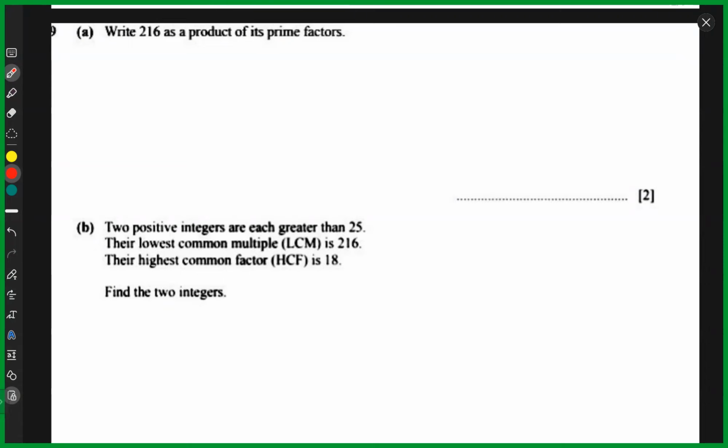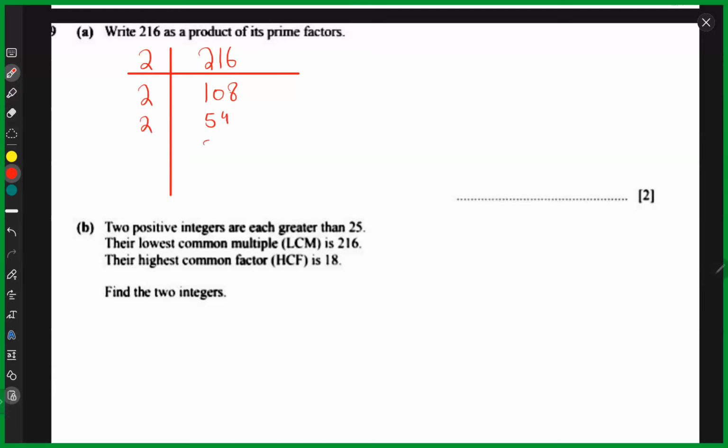So the number is 216. Now, how do we do it? Everyone has their own method. I don't mind any method as long as that's correct. The smallest number is going to be 2. So 216 divided by 2 is going to give me 108. And then again, it's going to be 2, and that would give me 54. And again, it's going to be 2. And this time around, I would get 27.